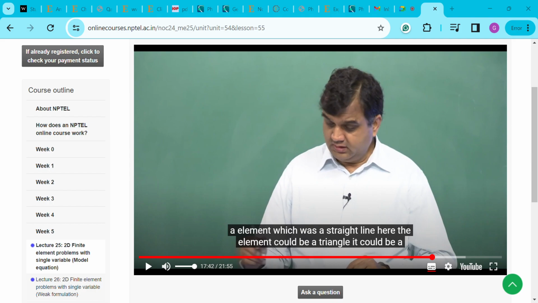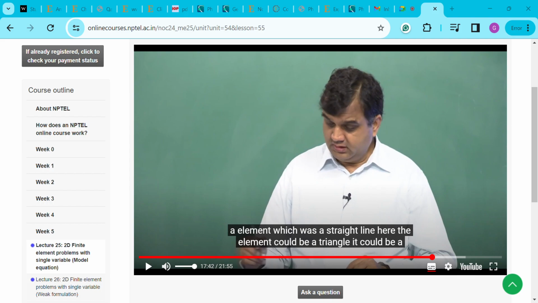The weight function represents the variation of the primary variable, in this case u. By looking at the weight function, can we tell what the primary variable is? No, you need to look at the primary variable. Actually, both are not related: the weight function and the primary variable.